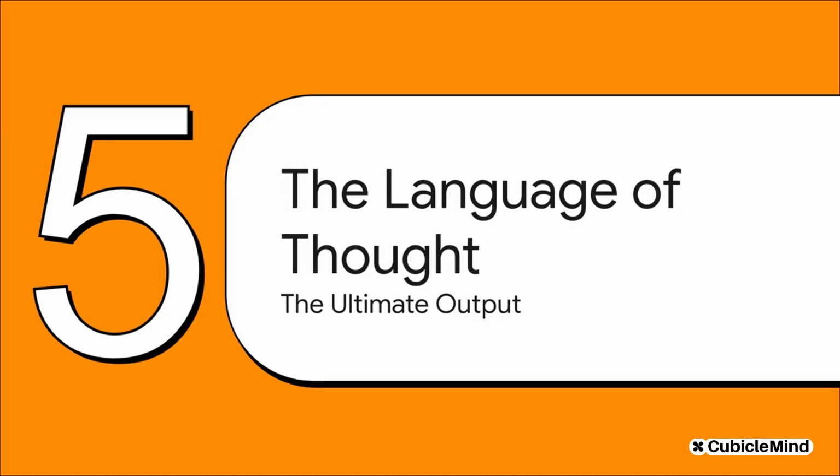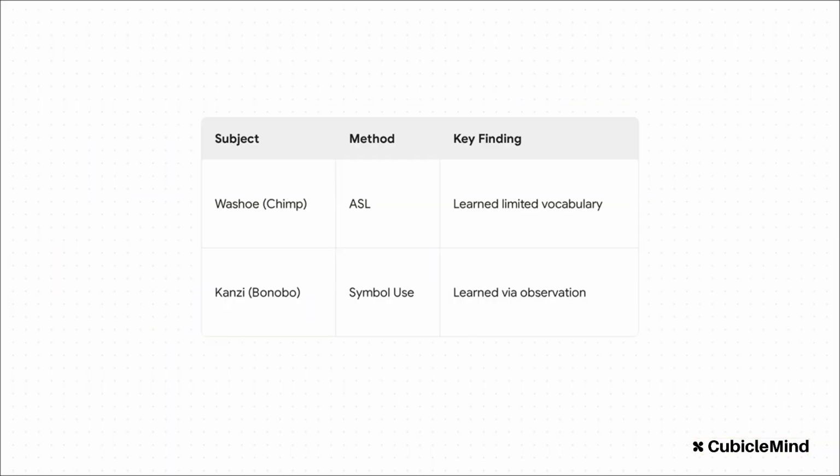This all brings us to what is perhaps the most complex and powerful cognitive output we have, language. It really is the ultimate tool we use to organize our thoughts and communicate them to the entire world. And one of the most fascinating questions out there is whether this ability is uniquely human. We've seen some amazing studies. Chimps like Washoe learned sign language, and bonobos like Kanzi learned to use symbol keyboards just by watching. But the debate still rages on. Are they truly using language with all its grammar and syntax, or are they just really, really good at association? The jury is still out on that one.